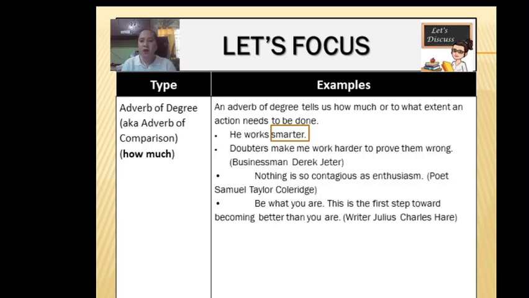Doubters make me work harder to prove them wrong. What do you think is our adverb of degree here? If you say harder, then you're right. Let's go to our adverbial phrases.